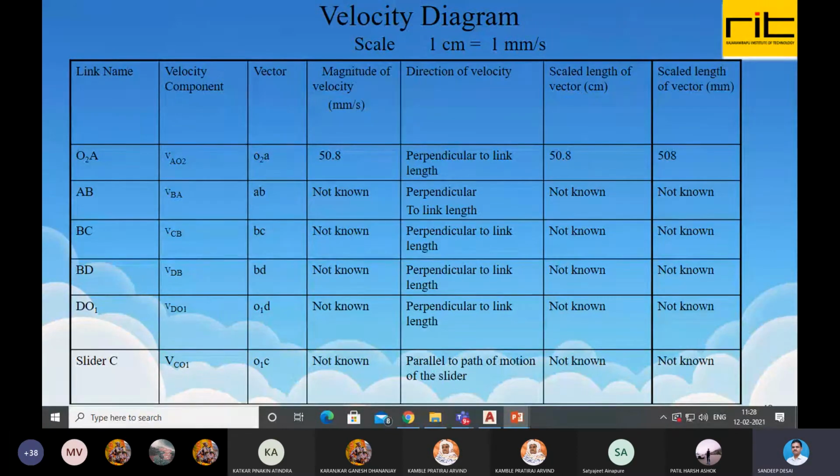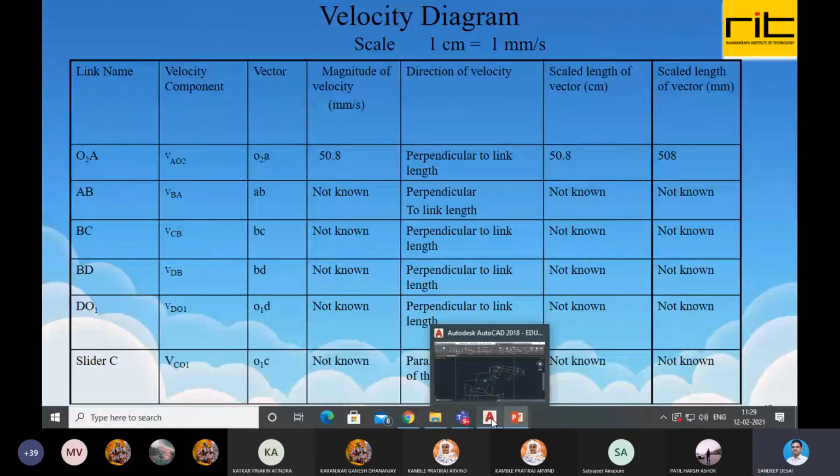So it should have length. It should be represented in terms of length. For that, the scale factor taken is 1 centimeter equal to 1 millimeter per second. And since it is 50.8 millimeter per second, therefore it is equal to 50.8 centimeters. As simple as that. But we wanted to take it in millimeters because we have set the unit as millimeters in AutoCAD. So this 50.8 centimeters is converted to millimeters, so it is equal to 508.